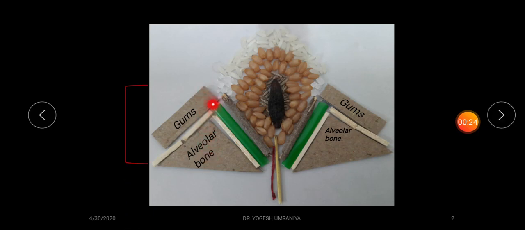This much area that is lying within the alveolar socket, that is formed by the alveolar bone of the respective jaw and covered on the top by the gums. This portion of the tooth is referred to as the root of the tooth.